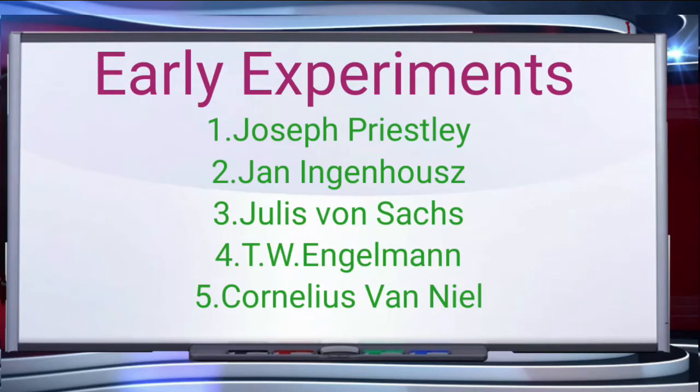To understand the process of photosynthesis, early experiments were done by Joseph Priestley, Jan Ingenhousz, Julius von Sachs, T.W. Engelmann, and Van Niel. We will discuss the contribution of these scientists to understand the process of photosynthesis one by one.